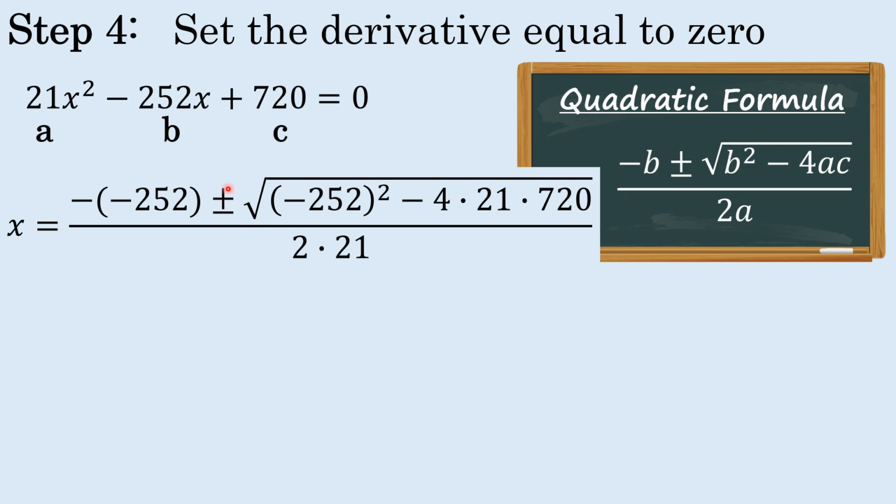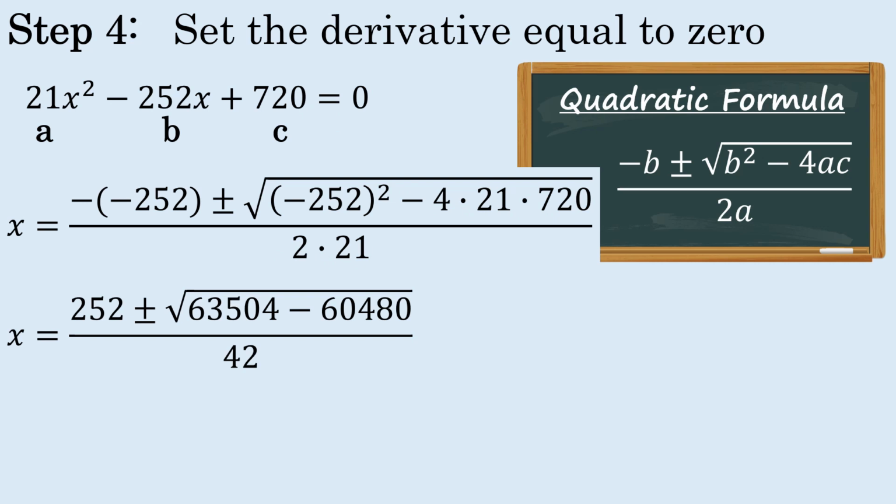This is where the two answers come in. The square root of b squared minus 4 times a, 21, times c, 720, all over 2a, all over 2 times 21. We can do some simplification here, including realizing that the two negatives in front of 252 will cancel out. The first term in the numerator is positive 252. Negative 252 squared is positive 63,504.